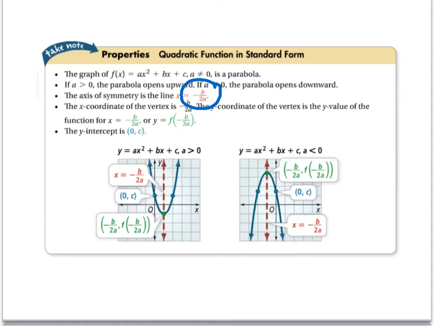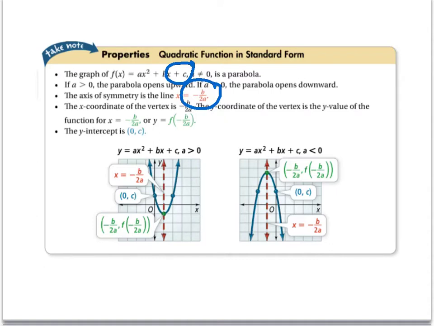Once you get that value, you plug it back into the function to find the y value of your vertex. And that's why it says right here, the y value is f of the opposite of b over 2a, because the y value is whatever you get for the x value plugged back into that function. And then the y-intercept, where it crosses the y-axis, is your c value. That's your constant value on the end of this equation. The plus c doesn't have any variables associated with it, that is your y-intercept.